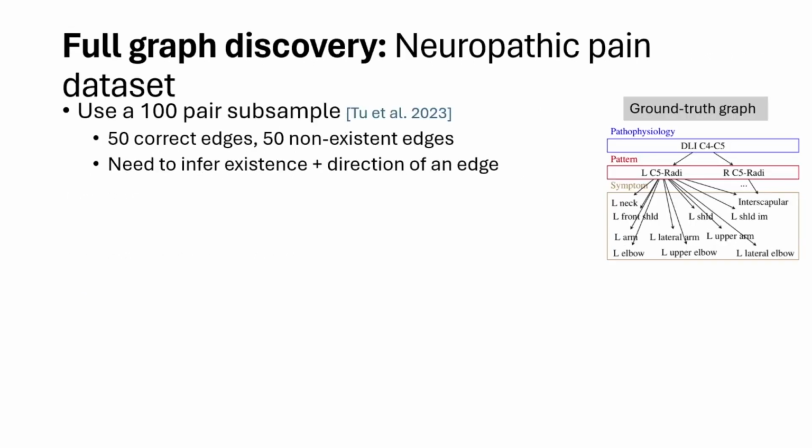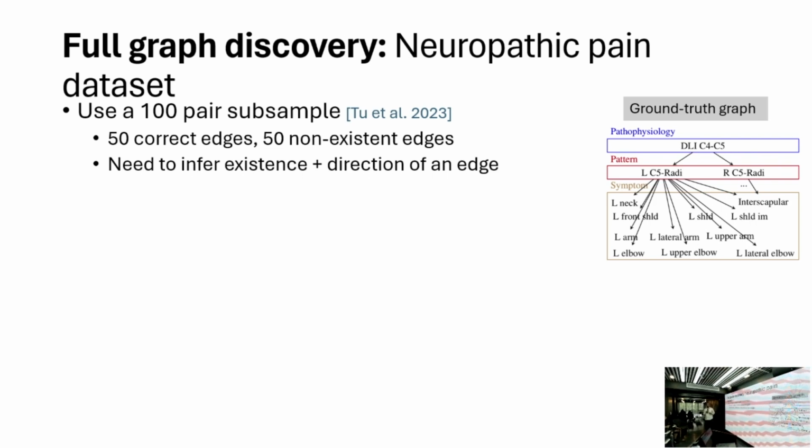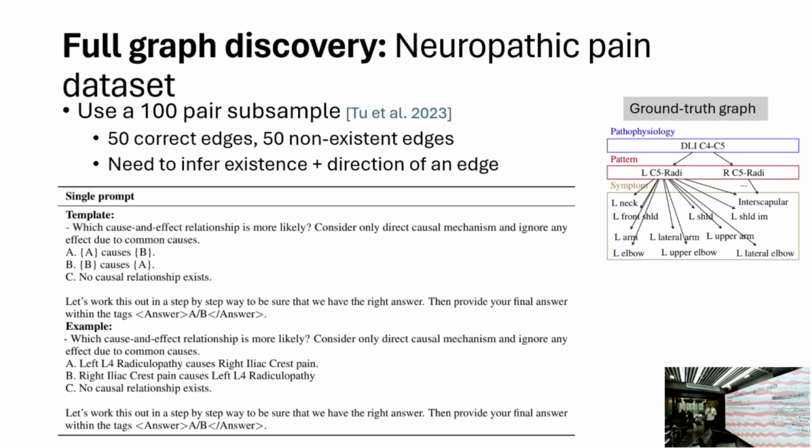And so then we thought, let's get ambitious. Let's do the full graph discovery. Right? So now we are interested in getting the full graph, not just pairwise. And there is a 100-pair subsample that's used as a benchmark in this literature, where 50 of them are correct edges, 50 of them are not correct edges. And so now your task is slightly harder. You not only have to say whether the edge exists or not, you also have to say what the direction is.